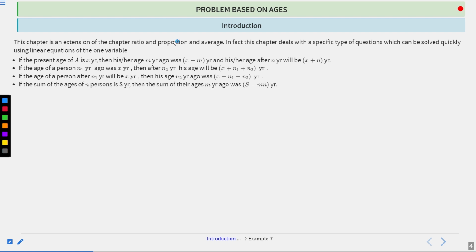Next, if the sum of the ages of N persons is S years, then the sum of their ages M years ago was S minus M into N years. Next one is, if the sum of the ages of N persons is S years, then the sum of their ages after M years will be S plus M into N years.